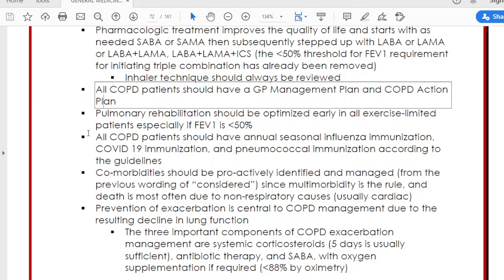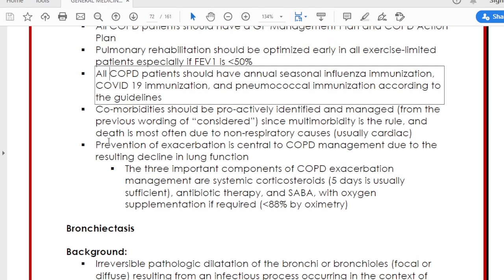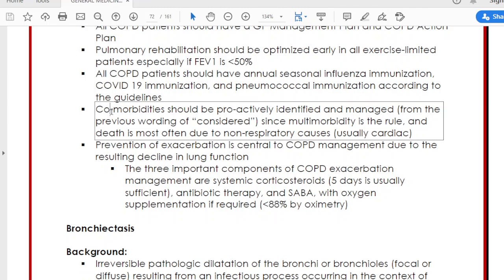All COPD patients should have a GP management plan and COPD action plan. Pulmonary rehabilitation should be optimized early in all exercise-limited patients, especially if FEV1 is less than 50%. All COPD patients should have annual seasonal influenza immunization, COVID-19 immunization, and pneumococcal immunization according to the guidelines.